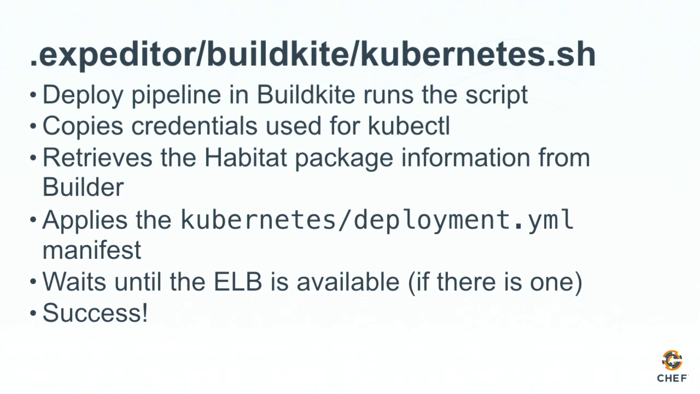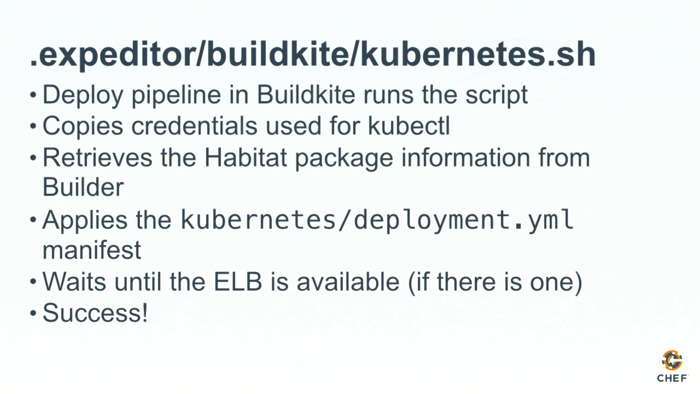Then when it runs, it's going to copy the credentials used for kubectl. Those are stored in an S3 bucket that we have authenticated with an IAM user role, and it downloads those credentials so that it can run kubectl against the Kubernetes cluster. Then it retrieves the Habitat package information from Builder, talking to Builder's API directly, and then it uses that information to tell those Kubernetes resources via the Kubernetes deployment.yml manifest which package version to install for the Docker container.